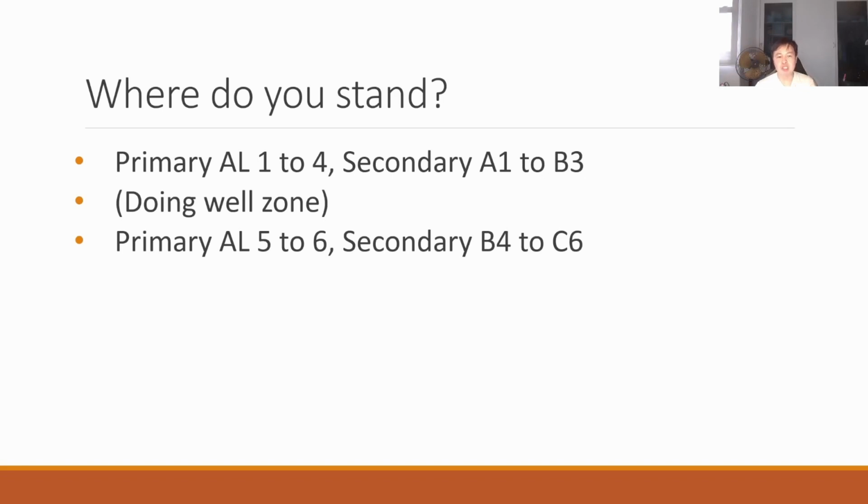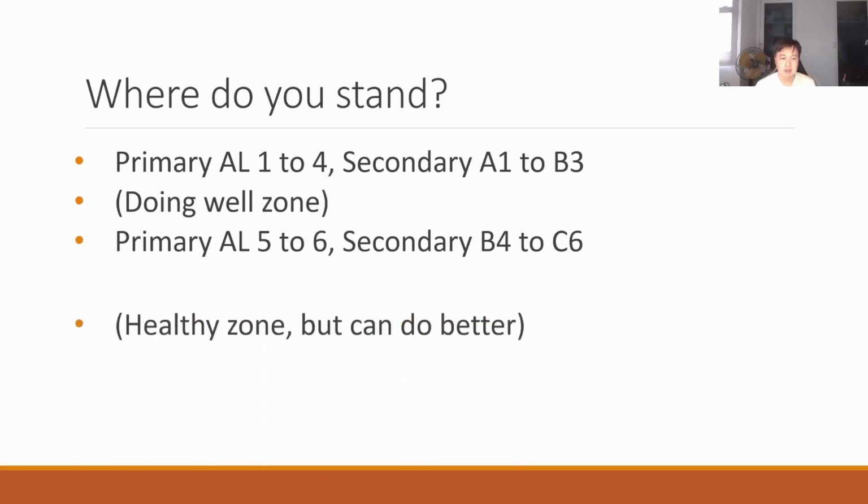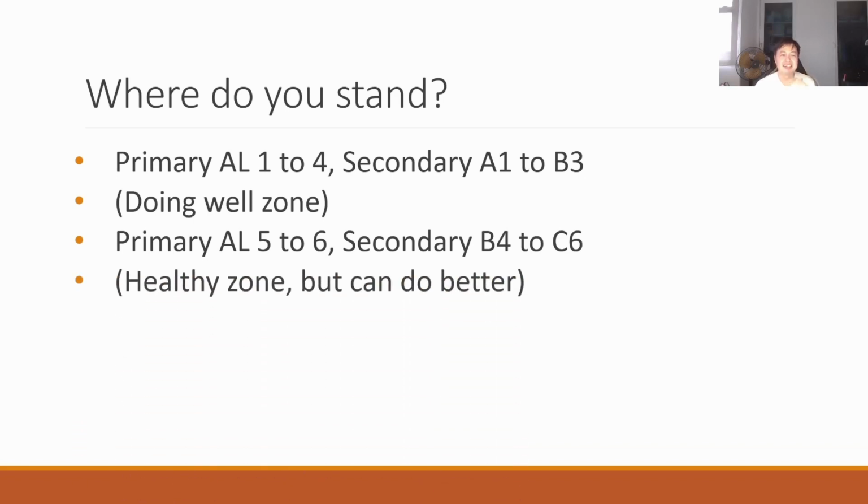So the target for this group of students is to move up, for primary level, to AL4 at the minimum. For secondary level, their target is to move up to B3 at the very minimum. This group of students belong to what I call the healthy zone, because they're not failing or anything, but they definitely have room for improvement and they can do better.